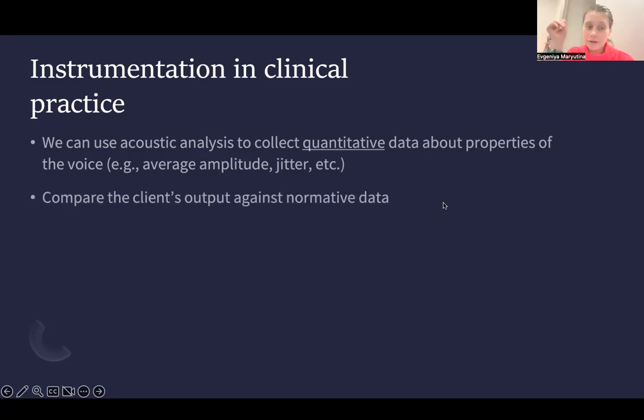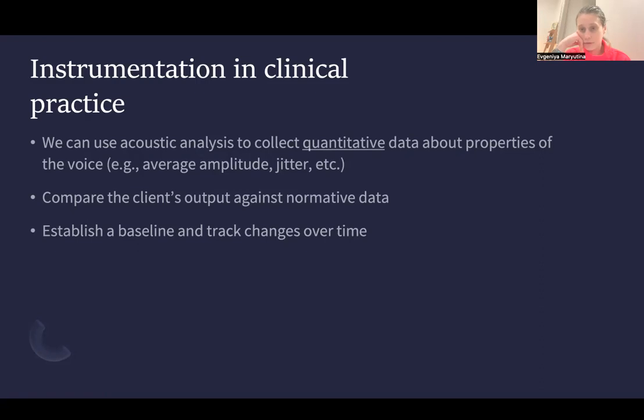And then you compare the client's output against the normative data. Like I said, in this class, we're mostly going to be talking about the normative data. And once you have that in mind, and I will be pointing out to you, these are the normative data. This is where you look for the numbers. Once you have the idea what the averages are like for an average speaker, you will have that idea how much your client's speech deviated from the norm.